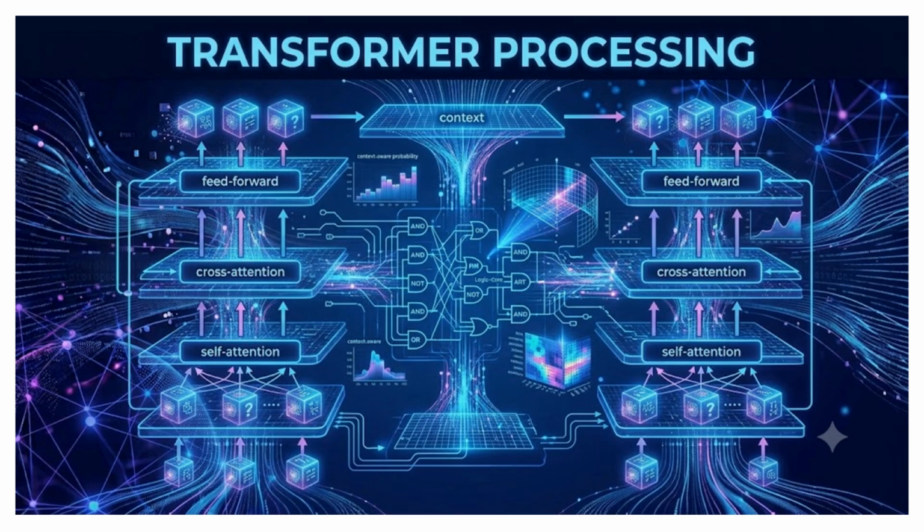Next, the information moves through cross-attention and feed-forward layers. These layers refine the understanding of the input, identify important patterns, and strengthen the relationships between words and ideas. As the data flows through each stage, the model gradually builds a much deeper understanding of what the user is asking. At the top, you can see the concept of context.